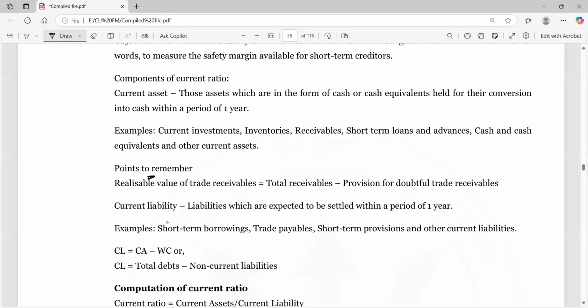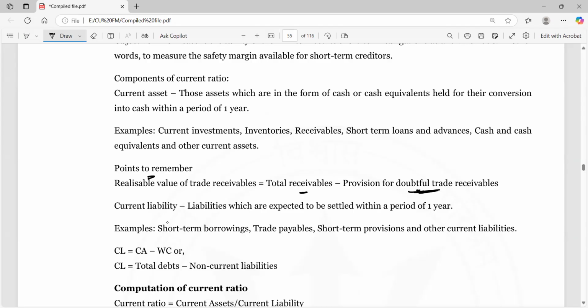The first point: whenever there is a provision for doubtful debts given in the question, and you are calculating a liquidity ratio like current ratio or quick ratio, provision for doubtful debts should be subtracted from the total receivables. The logic is very simple. In a liquidity ratio, what are we measuring? We are measuring the ability to pay the current liabilities. Provision for doubtful debts is something which you are expecting not to receive.